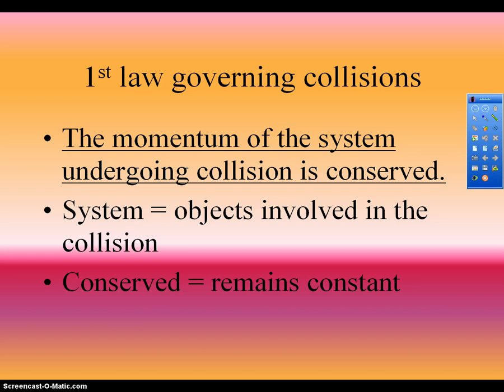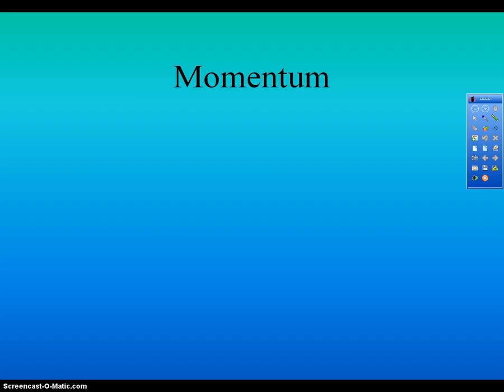Conserved means remains constant. So it doesn't mean that all the pieces never change their momentum. It just means that all together, when you add it up, it's always the same number. So if you add up all the momentum before they collide and all the momentum after they collide, it's going to be the same thing. So now we have to talk about what is momentum, because that's the thing that is conserved.